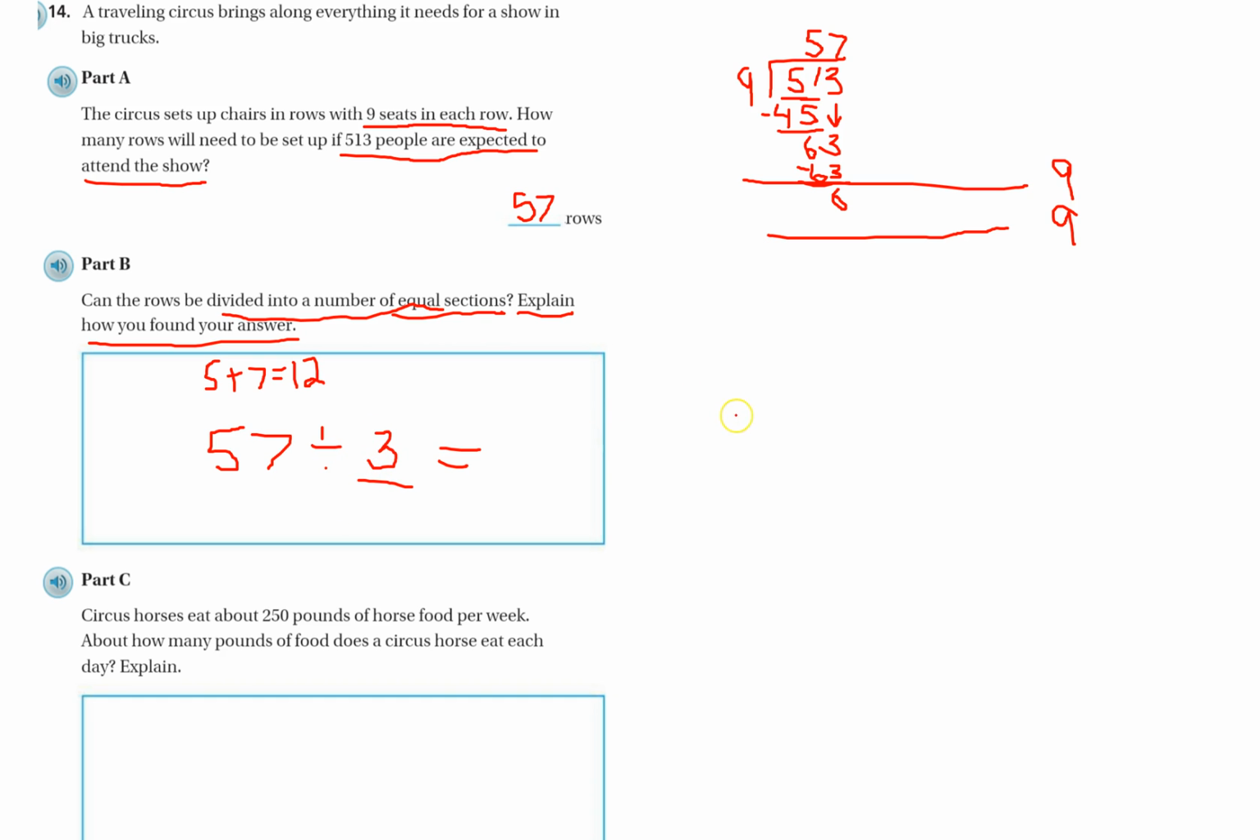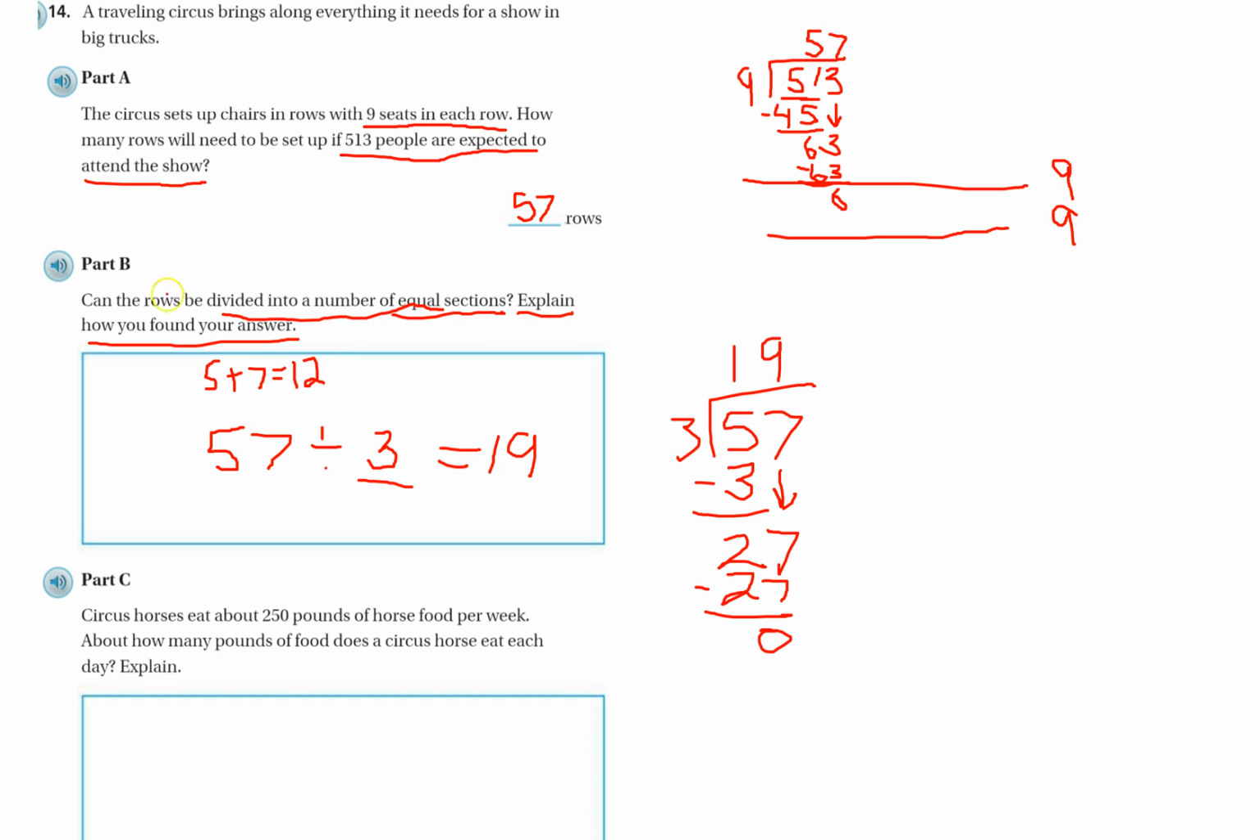I know it's going to be 3, and now I can check it though, and I have to check it anyways to solve the problem. 3 goes into 5 one time. 1 times 3 is 3. Subtract 2. Bring down the 7. 3 goes into 27 9 times. 9 times 3 is 27 exactly. Subtract. No remainder. So it goes in 19 times. So can the rows be divided into an equal number of sections? Yes.